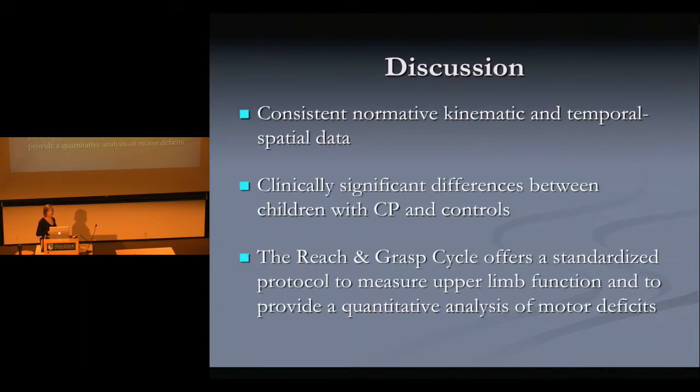So to wrap up this half of the study, we can say that we found consistent normative kinematic and temporal spatial data. We found clinically significant differences between the children with cerebral palsy and the typically developing children. And the reach and grasp cycle offers a standardized protocol to measure upper limb function and provides a quantitative analysis of motor deficits.